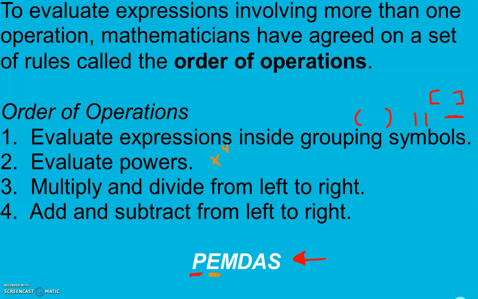We're going to multiply and divide at the same time from left to right. So this is one step from left to right. And then we'll add and subtract from left to right. Again, one step, same time, left to right.